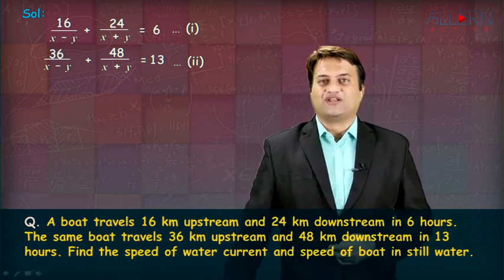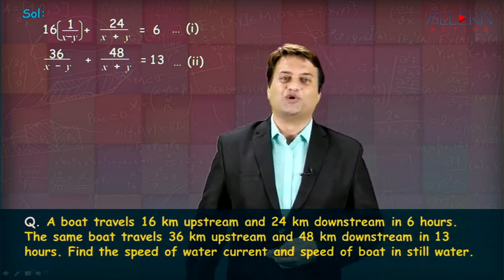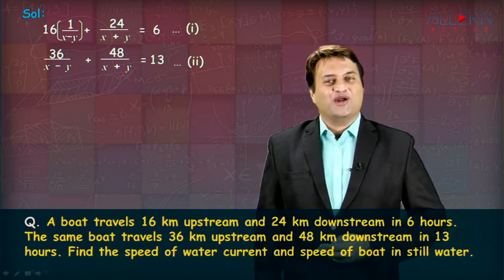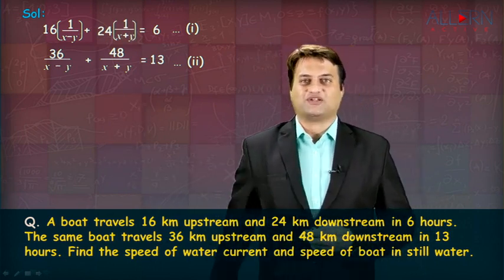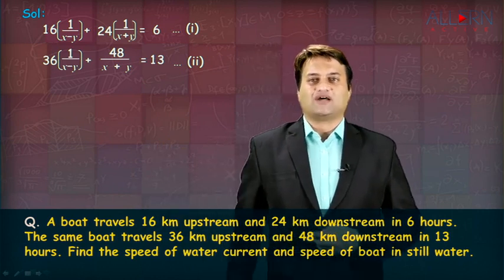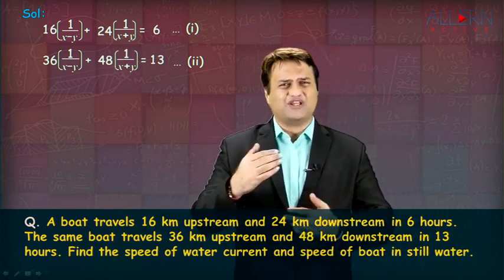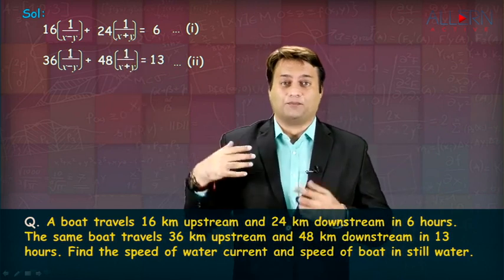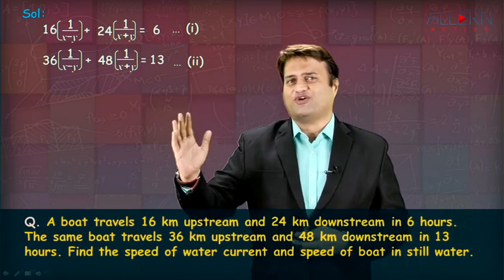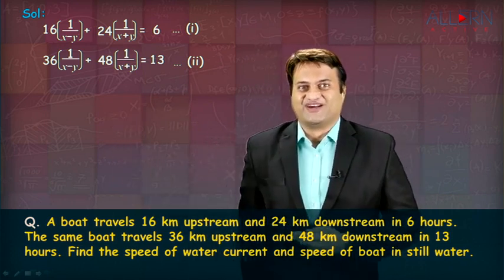So let's see what is to be substituted. 16 upon x minus y can be written as 16 into 1 upon x minus y. 24 upon x plus y can be written as 24 into 1 upon x plus y. Similarly, 36 into 1 upon x minus y and 48 into 1 upon x plus y, something which we already know, right? And if you remember, I said this step is not compulsory to be done in the exam, it is only for your understanding of what we are supposed to substitute, right?